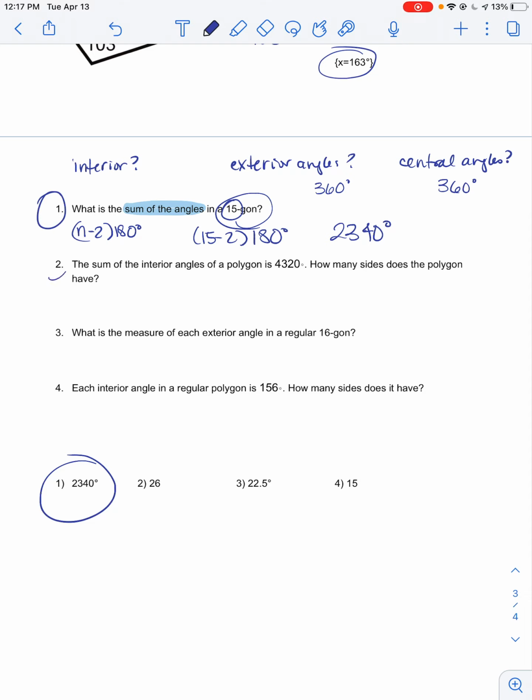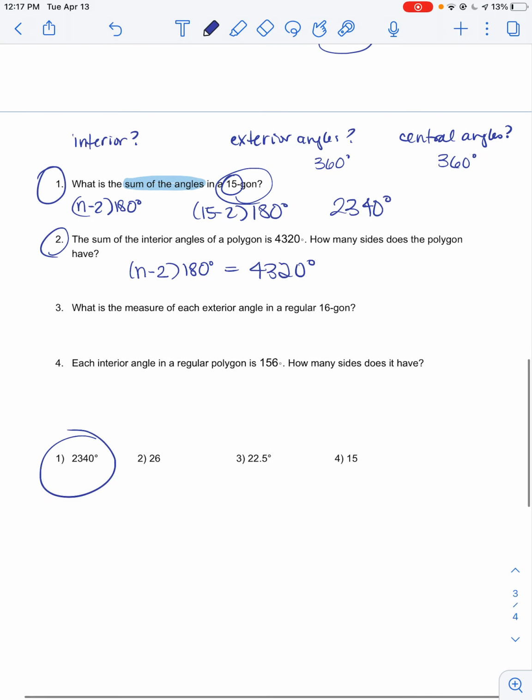Let's go ahead and look at question number 2. This says that they have some polygon where the sum of the interior angles is 4320. How many sides does the polygon have? It's asking you to run this equation, the n minus 2 times 180, backwards. So I just have to solve this.